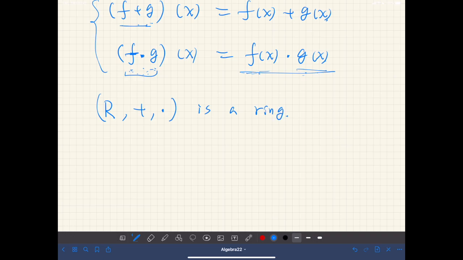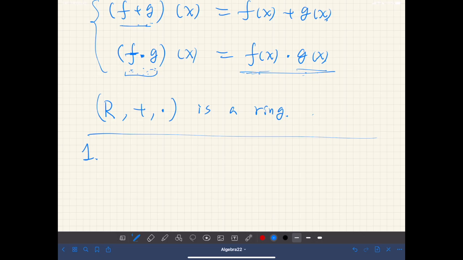Okay, and you should check this indeed satisfies all the axioms of the ring. Okay, so let's prove that this is indeed a ring. To do that, we just need to check all of the axioms. Okay, first the axioms of addition.